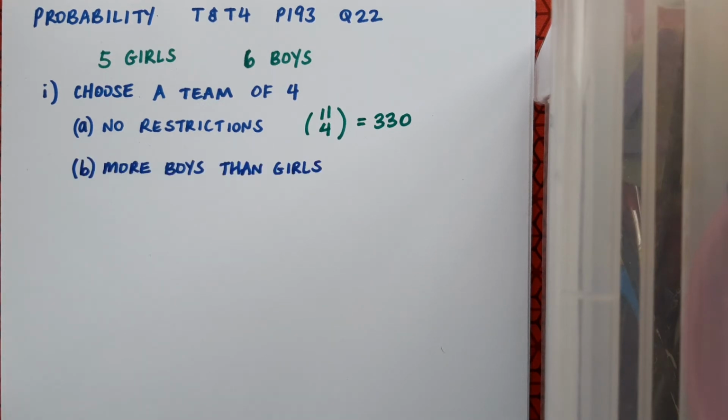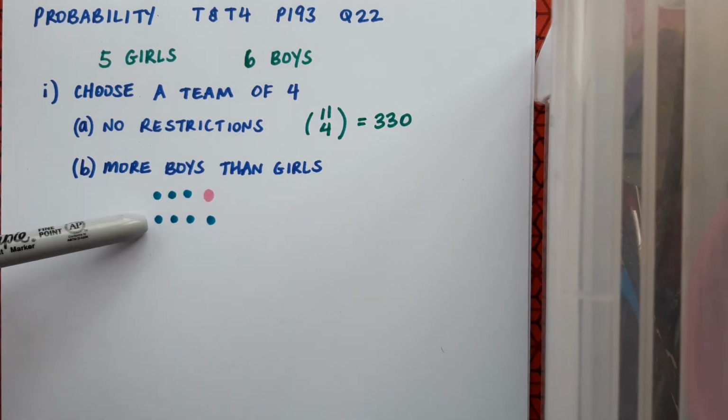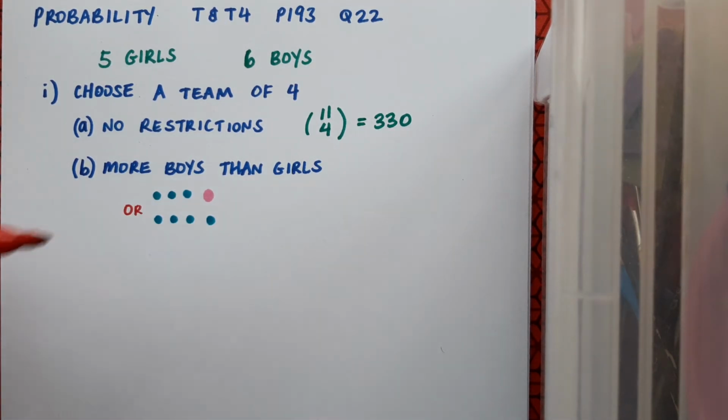In part B, there's a restriction that we have to have more boys than girls. So I'm going to start off by visualizing this. I couldn't have 1 boy and I couldn't have 2 boys, but I could have 3 boys with 1 girl, or I could have 4 boys. I could have the first option or the second option, which means that whatever results I get for these 2 options, I'll have to add them together.